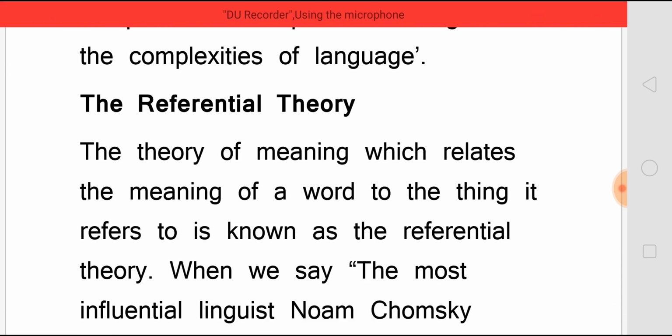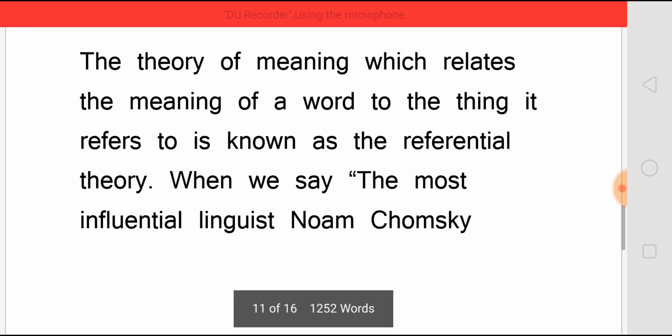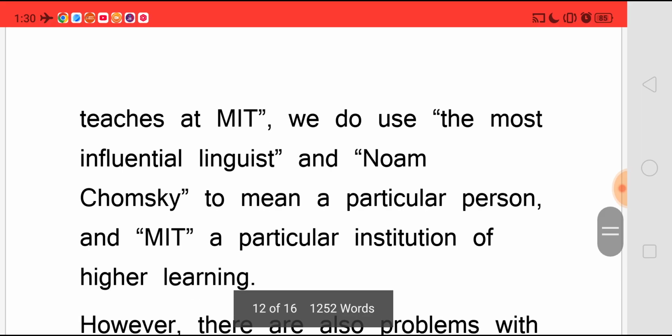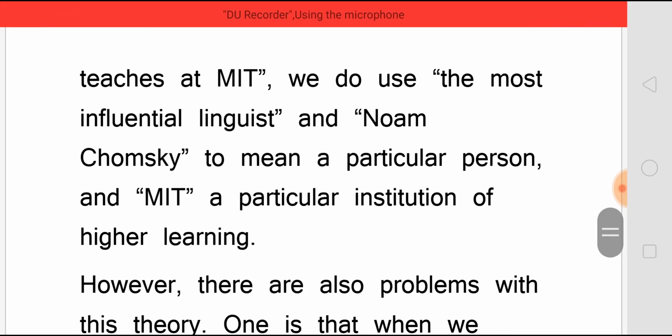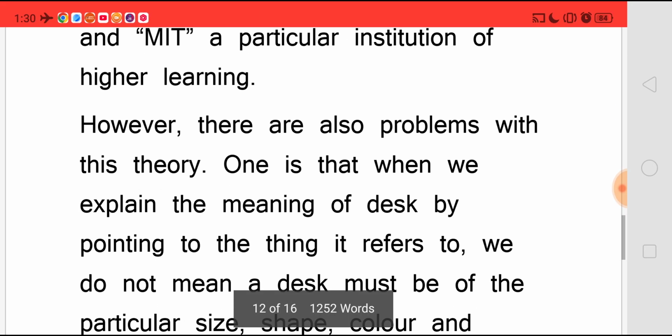Then we have the referential theory. The theory of meaning which relates the meaning of a word to the thing it refers to is known as the referential theory. When we say the most influential linguist Noam Chomsky teaches at MIT, we do use the most influential linguist, and then we use Noam Chomsky to mention a particular person and MIT a particular institution of higher learning. However, there are also problems with this theory.